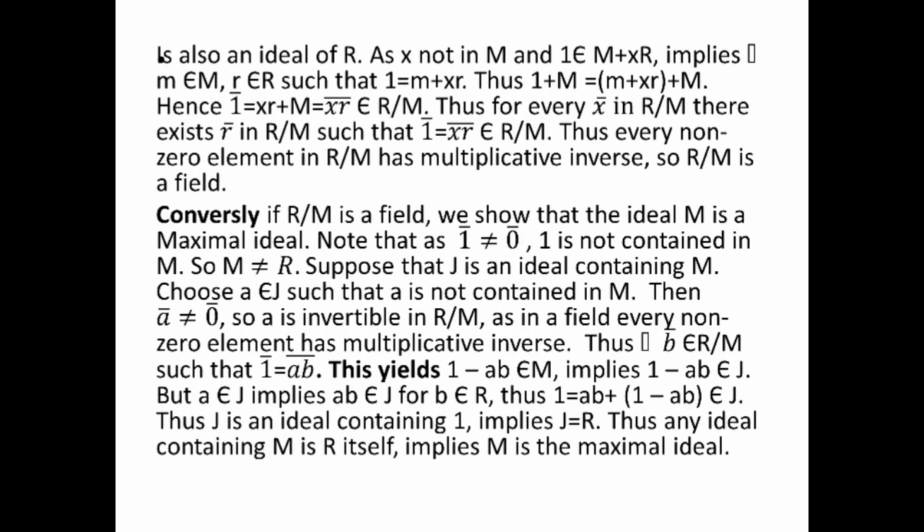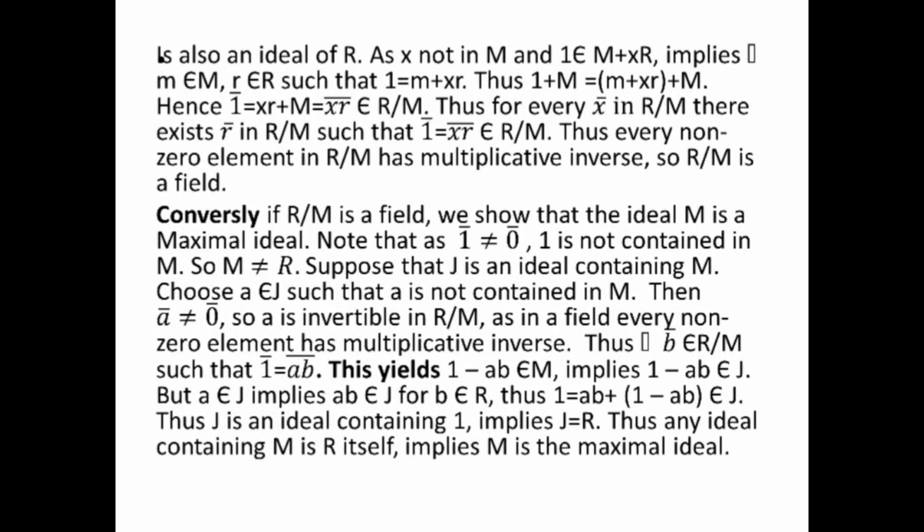So you can note that R by M is a field, so it has at least two elements. One is the unity and another one is 0. So 1 bar is the unity of R by M and 0 bar is the zero element of R by M, and also 1 bar is not equal to 0 bar because it is a field. As 1 bar is not equal to 0 bar, that means M is not equal to R, and 1 is not contained in M.